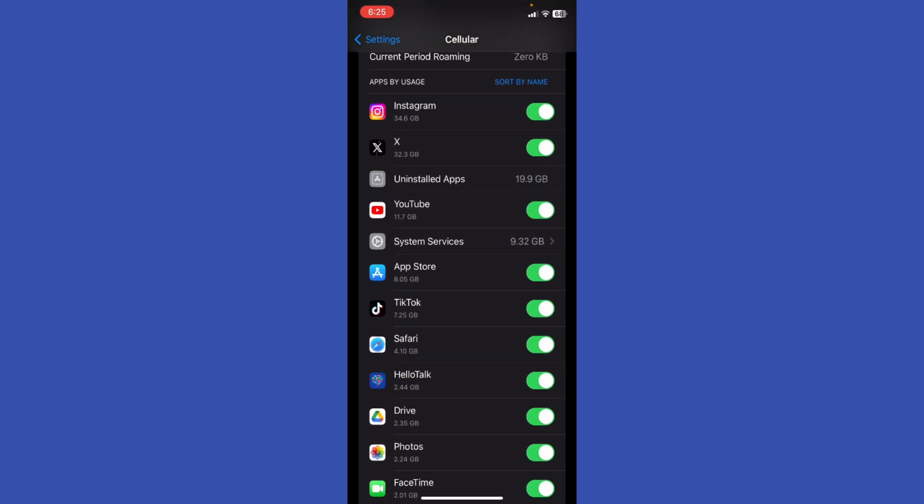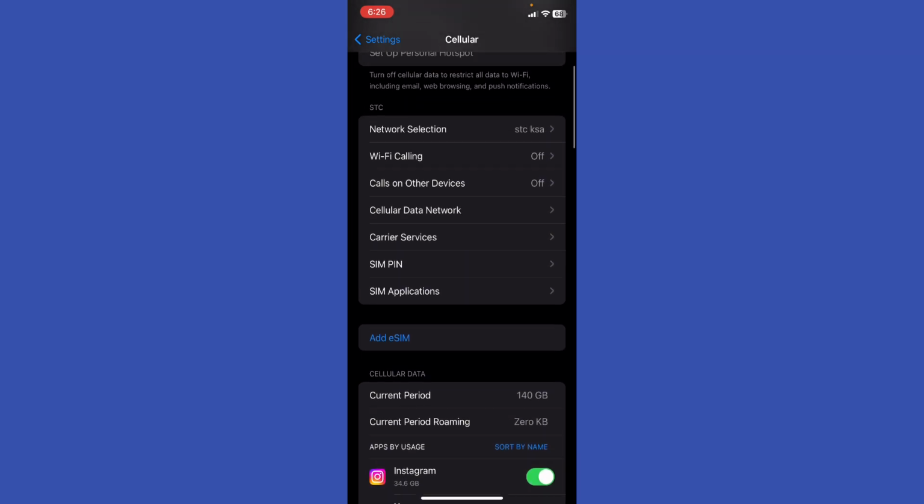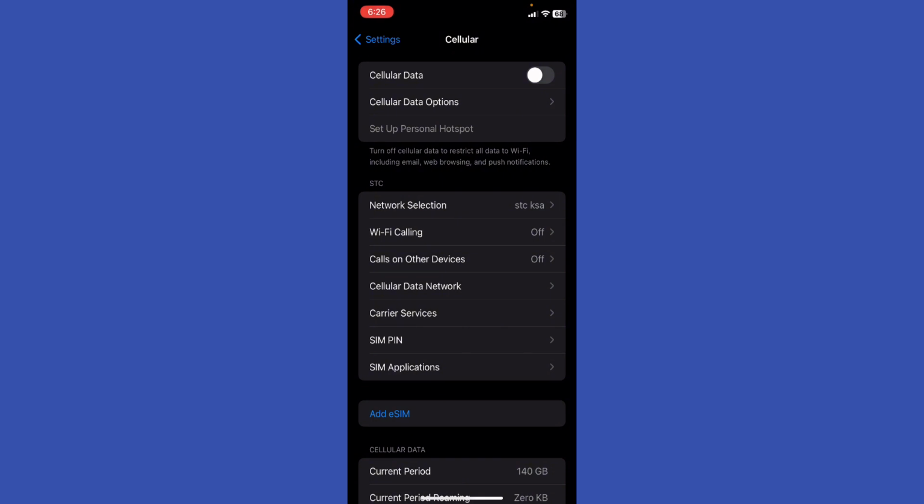usage. And if you want to check specifically for today, you may need to reset the statistics at the start of the day. Scroll down to reset statistics to clear the data for the next usage tracking. And after resetting, you will see the data used today starting from that point onward.